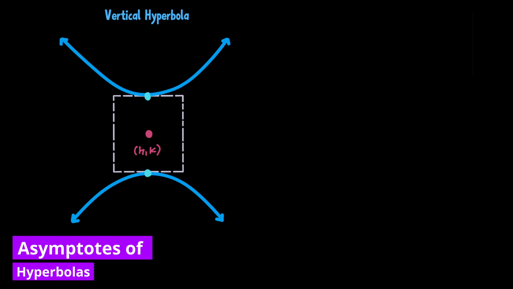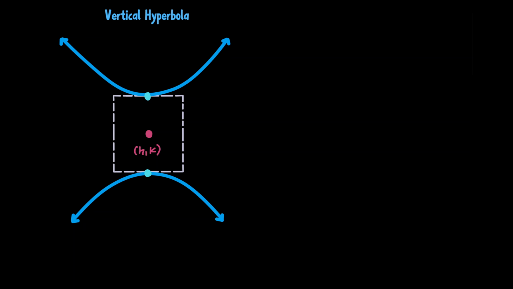Welcome. Let's understand the asymptotes of hyperbolas. So let's start by looking at this vertical hyperbola. In red, we have the center of our hyperbola, and we always use the letters H and K to represent this location. In light blue, here we have the two vertices of our hyperbola.